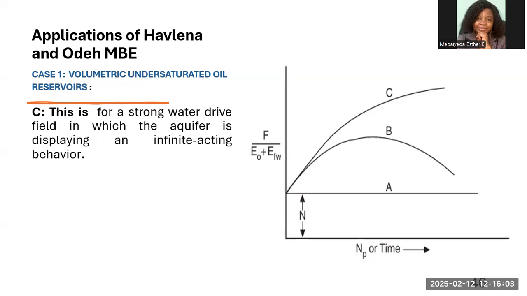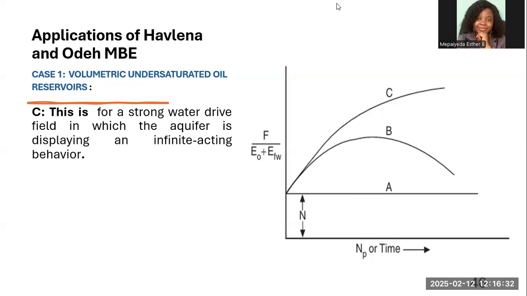And it shows that it is a strong water drive system. That reservoir has a strong water drive system. So for some reservoirs that are backed up by strong aquifers, which have this infinite acting behavior, you see the reservoir producing for a very long time because the energy of the aquifer is sustaining the reservoir system. So these are things that Havlena and Odeh has made possible.